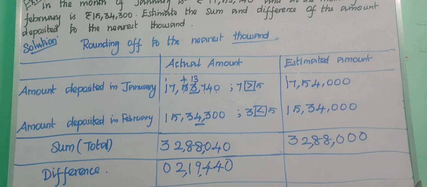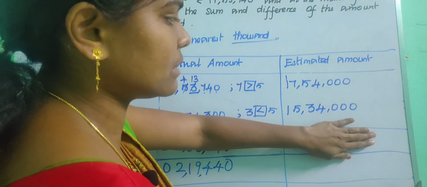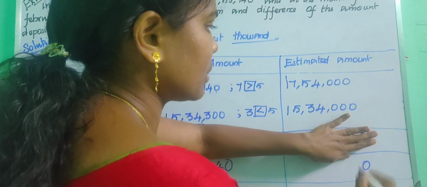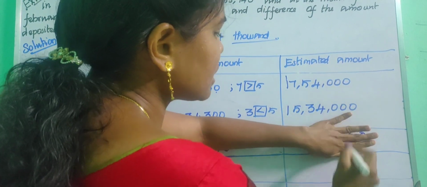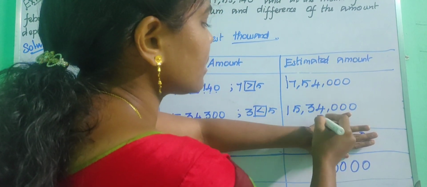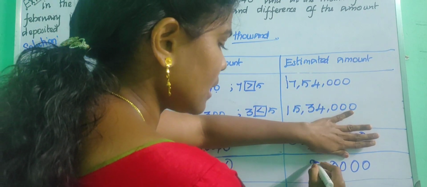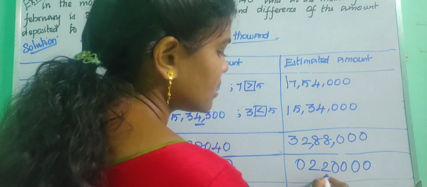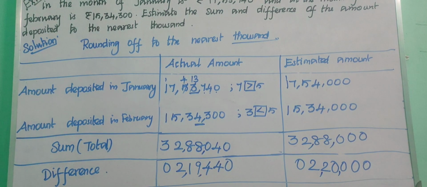Okay, so let us find the difference. The estimated amounts difference. Just simply hide this one and let us subtract. Don't see this, just subtract these two. So 0 minus 0, you will get 0. 0 minus 0, again 0. 0 minus 0, 0. 4 minus 4, 0. 5 minus 3, 2. 7 minus 5, again 2. 1 minus 1, 0. So what will you get? 2,20,000 is the estimated difference.